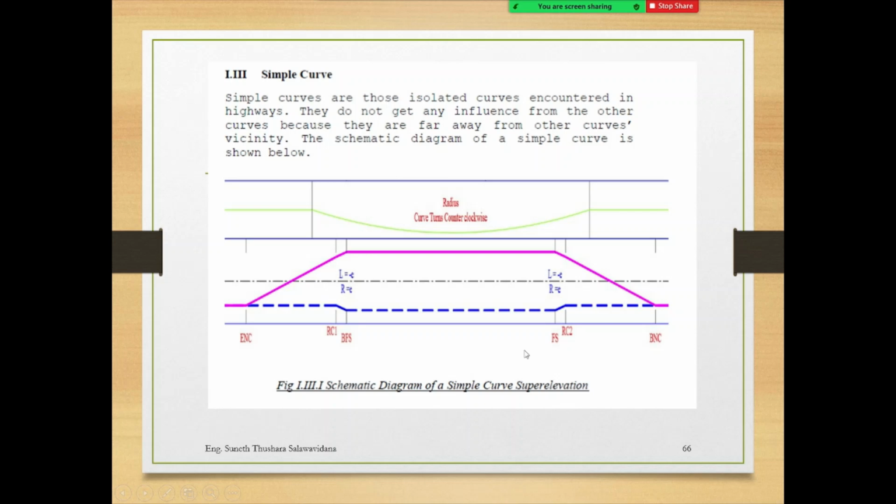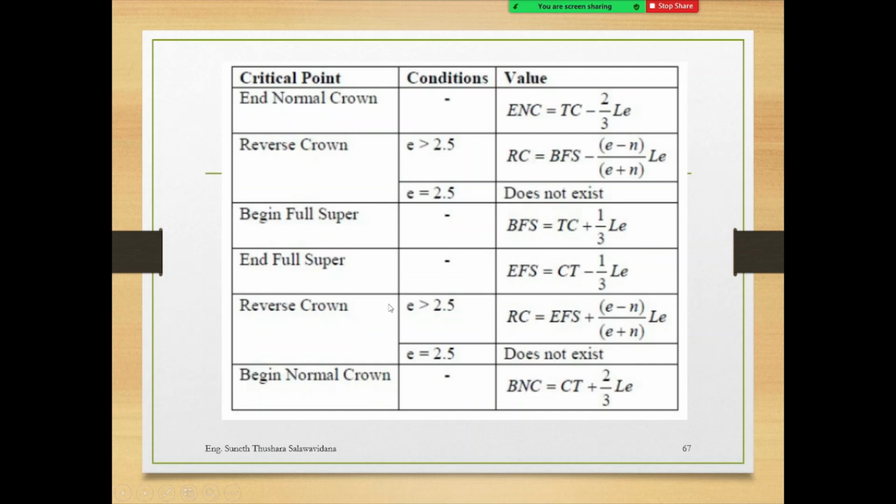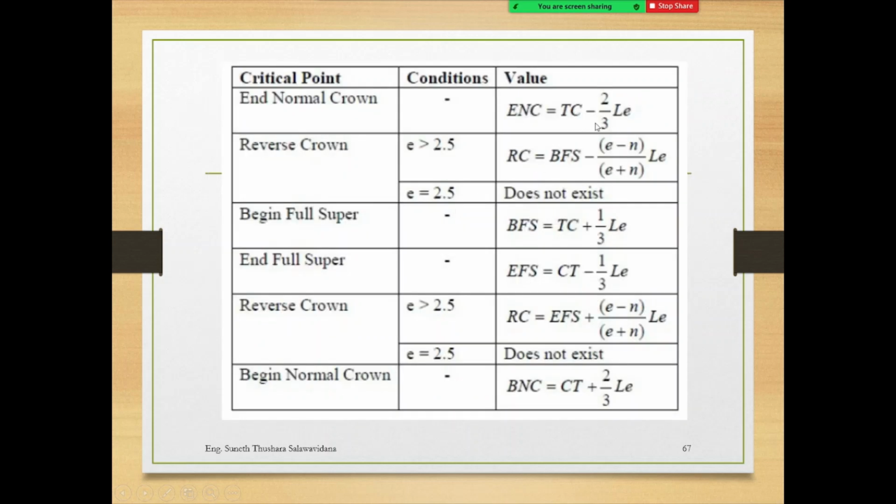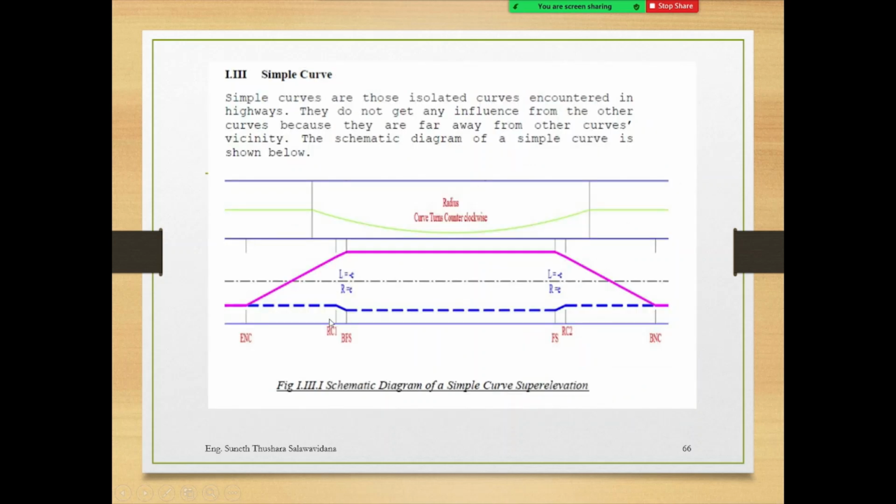Here, this is how you are going to calculate the super elevation for a simple curve. Now, can you see here? This is anti-clockwise direction. Just think that you are walking or you are driving along this curve, now do you know which side should be elevated? RHS side. So this is the RHS super elevation. Okay. And now what is n normal crown? This one. So then the equation is there. Tangent to curve point minus 2 over 3 LE. Then reverse crown is this point.